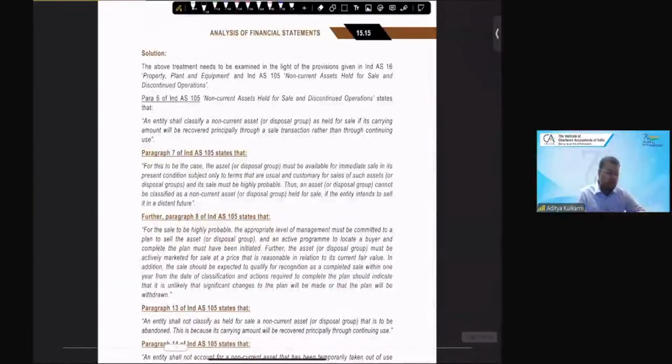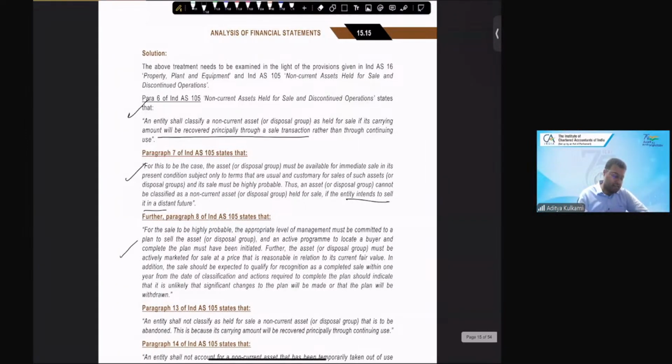So if you look at the way the solution is presented, you first define what you mean by held for sale, where the amount will be recovered principally through a sale transaction. And then what is the condition? The sale must be highly probable. An asset or disposal group cannot be classified as a non-current asset held for sale if the entity intends to sell it in a distant future. Para 8 of Ind AS 105 states what are the criteria? I think there are 5 criteria prescribed under Ind AS 105.